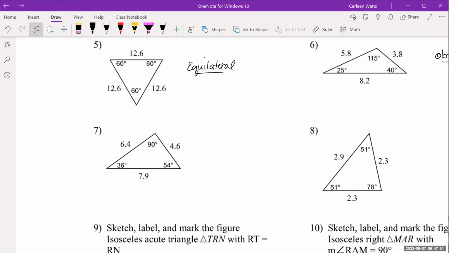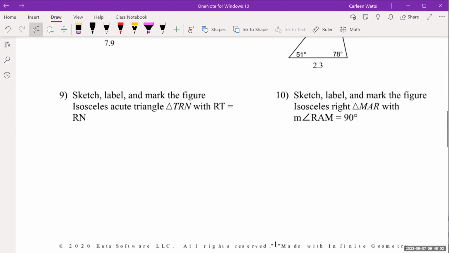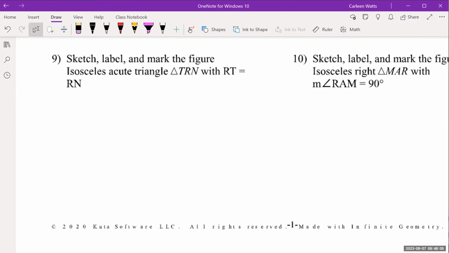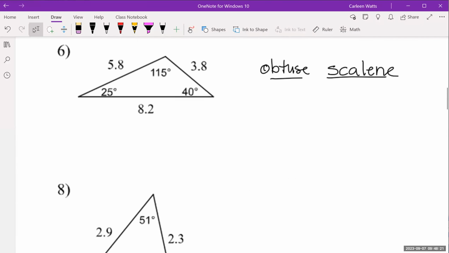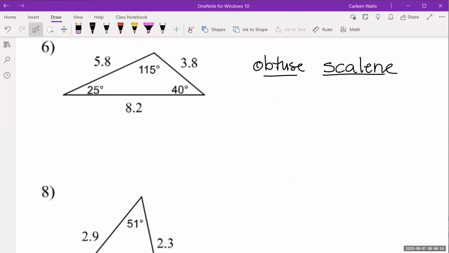Sorry. Okay, 7 and 8 are on your own. You're going to need to do those on your own, or stick around and request them at the end. Sketch, label, and mark the figure. Isosceles acute triangle TRN, RT equal to RN. That's a good question. Is the top angle the one you go off of? Very good question. No, because it could look like this.